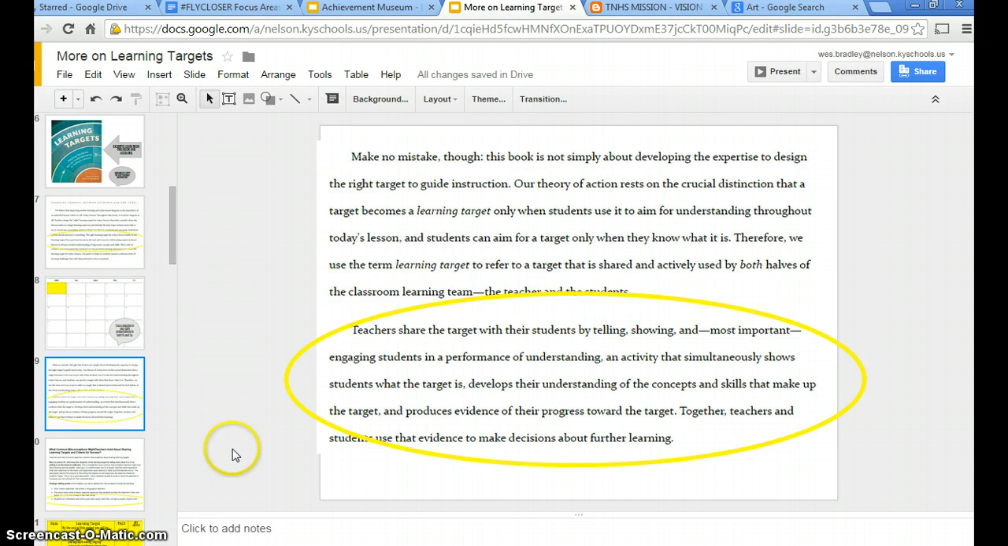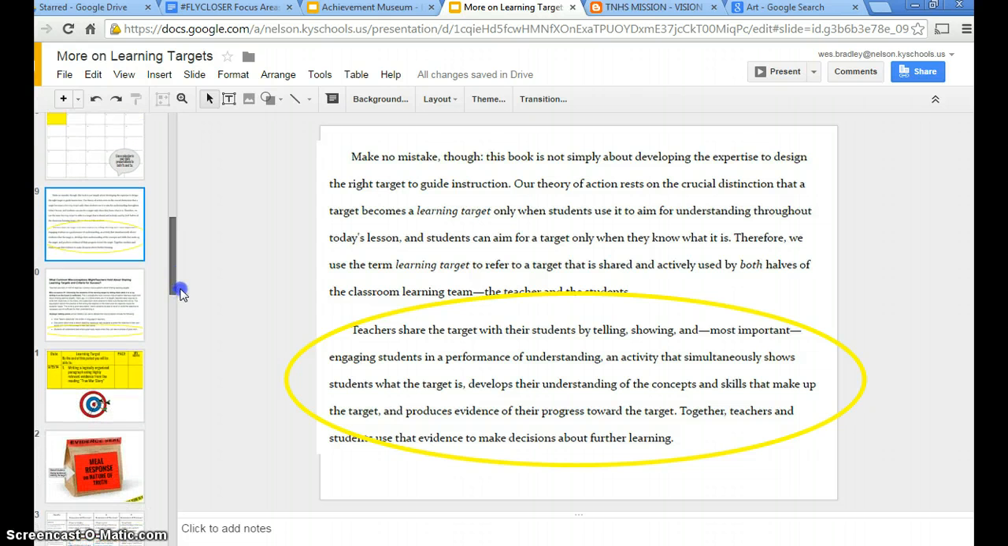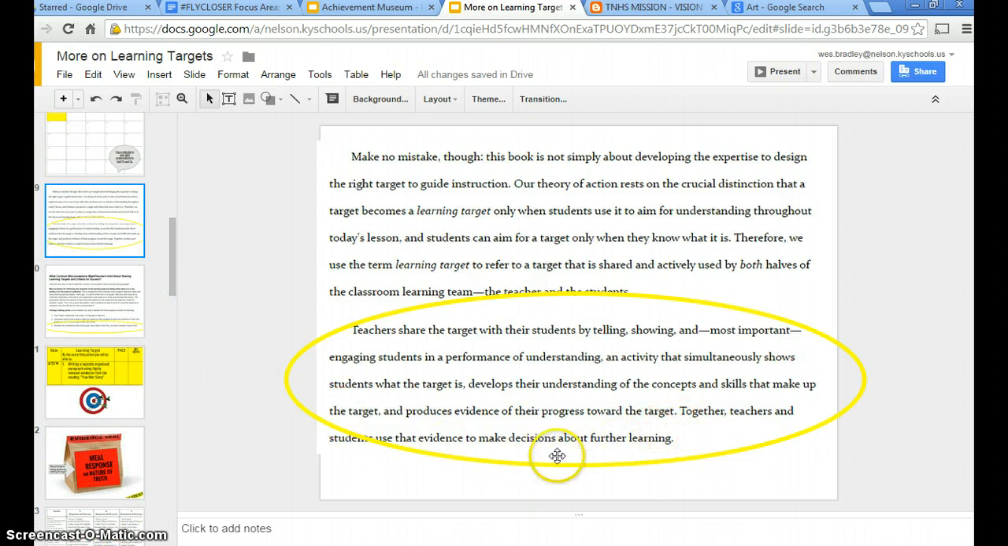Additionally, teachers can share the learning targets in a variety of ways, but it's more important than just sharing the target that students understand the performance and activity that will show evidence of this. We at Thomas Nelson have called that evidence of learning, and that's something that we will continue to refine. Here it says, together teachers and students use evidence to make decisions about further learning, which is really the most important part of the process.